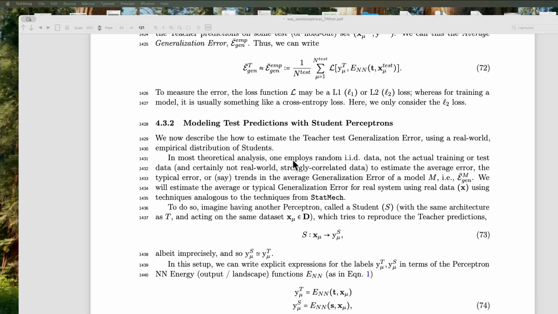So in most theoretical analyses, one employs random IID data, not the actual training or test data, and certainly not real-world strongly correlated data, to estimate the average error, or the trends in the generalization error, of a model M. Sometimes I use this superscript E of M, but I may stop doing this. We have too many of these. One of the problems with this paper is it has too many symbols. We will estimate the average or typical generalization error for a real system using real data, using techniques analogous to statistical mechanics.